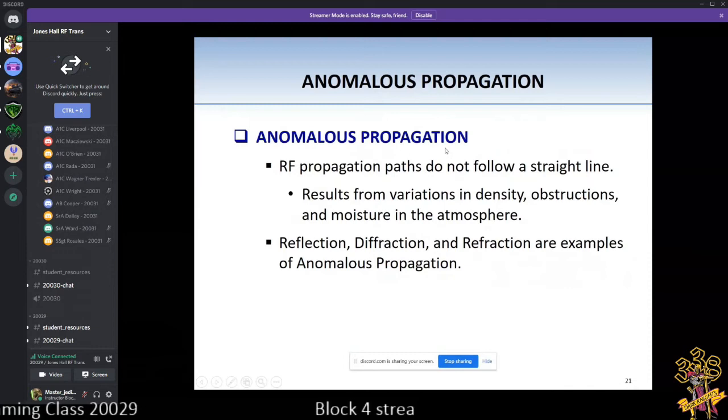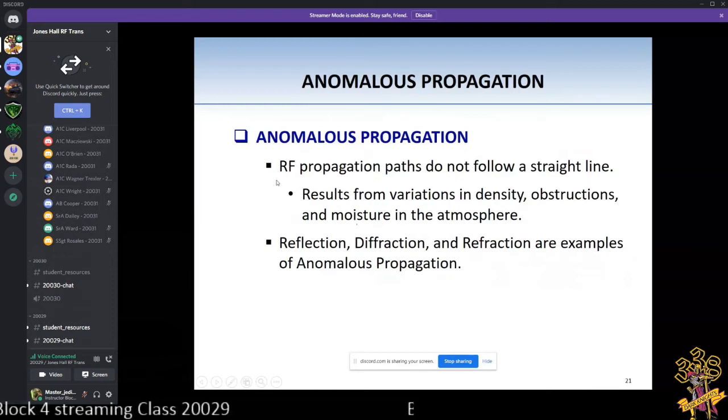Anomalous propagation. That's an anomaly. Something strange or out of the ordinary. Okay, so anomalous propagation is just variations in density, obstructions, variations in moisture, just anomalies, things that are different.